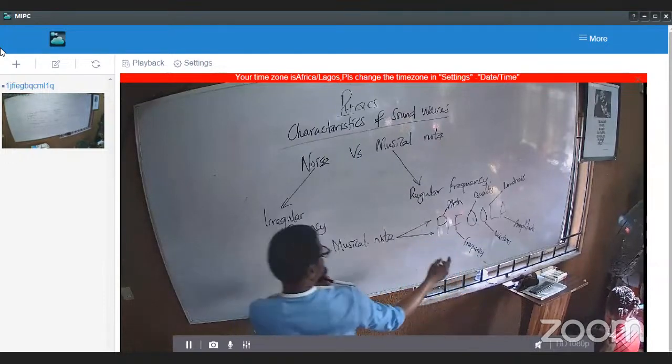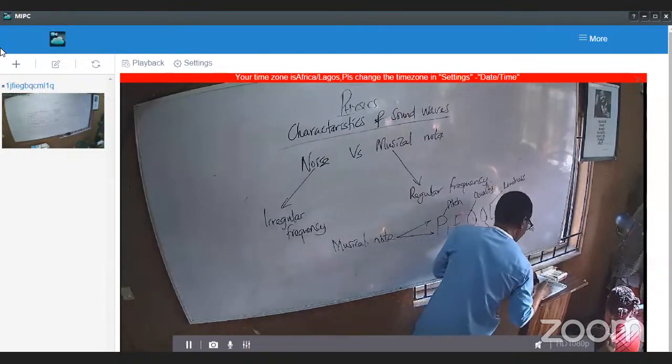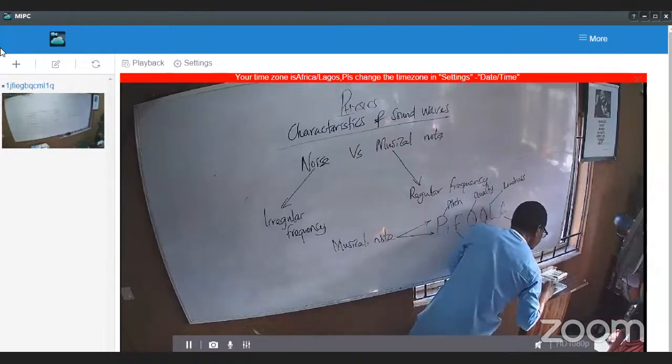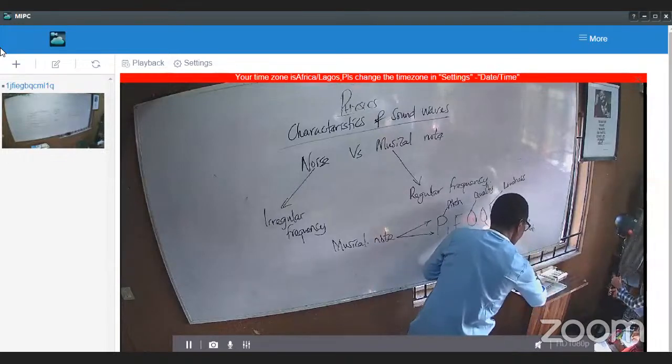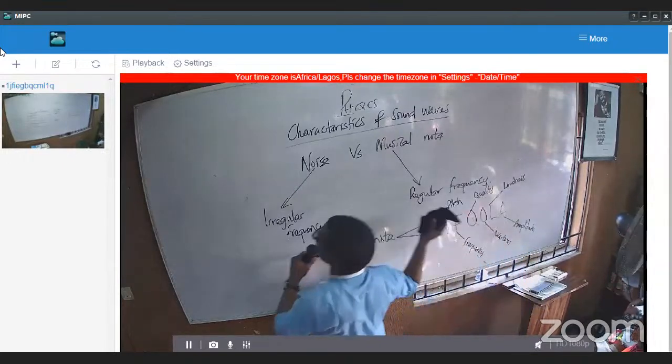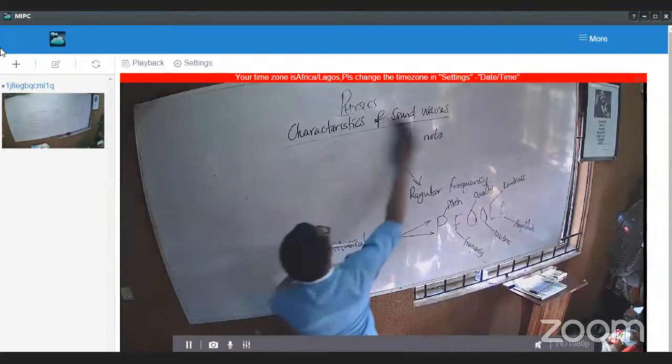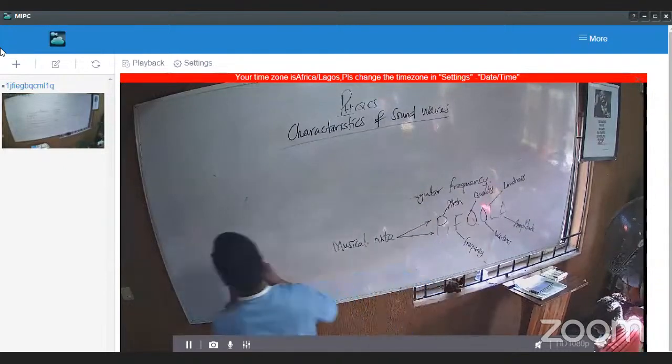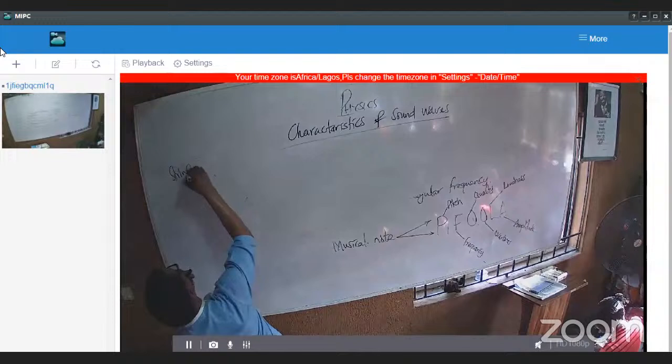Okay, so we have this one. Let me see the syllabus, I don't want to leave anything out. Okay, so from there we go to string instruments.